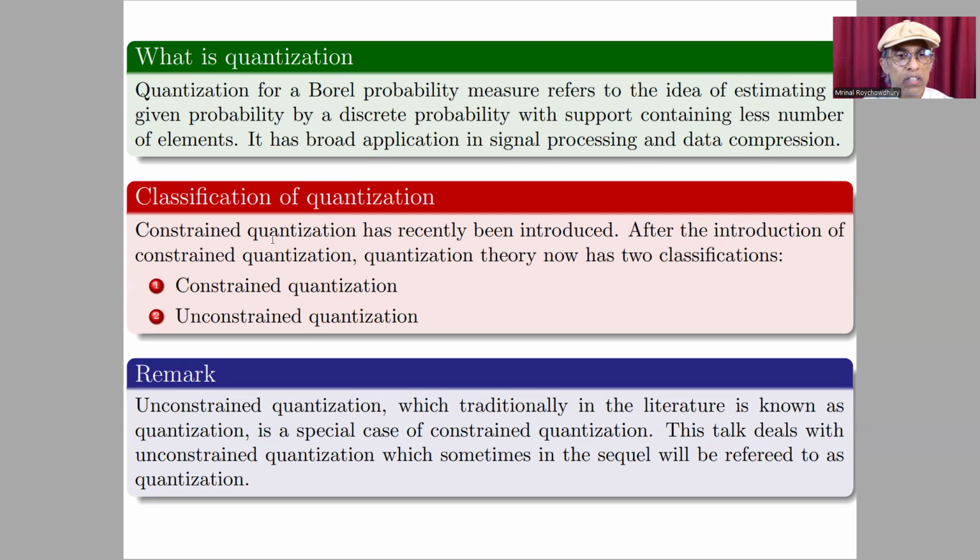Classification of quantization. Constrained quantization has recently been introduced. After the introduction of constrained quantization, quantization theory now has two classifications: constrained quantization and unconstrained quantization. Unconstrained quantization, which traditionally in the literature is known as quantization, is a special case of constrained quantization. This talk deals with unconstrained quantization, which sometimes in the sequel will be referred to as quantization.